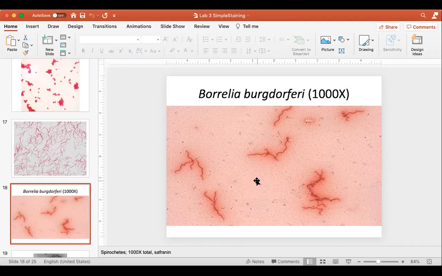Spirochetes are long, and they have these waves in them. This is a particular kind of bacteria called Borrelia burgdorferi. How do you like to spell that name, huh?